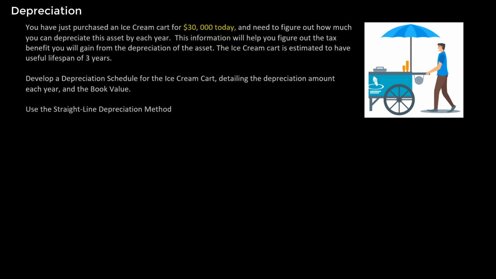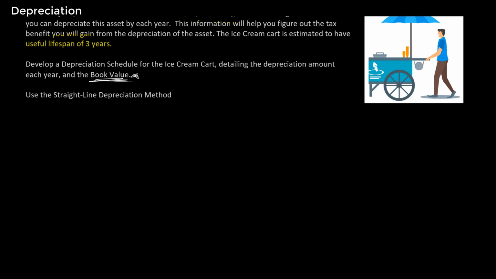This information will help you figure out the tax benefit you will gain from the depreciation of the asset. The ice cream cart is estimated to have a useful lifespan of 3 years. Develop a depreciation schedule for the ice cream cart detailing the depreciation amount each year as well as the book value. Use the straight line method. So just to summarize, book value is just the value of an asset on the company's balance sheets.